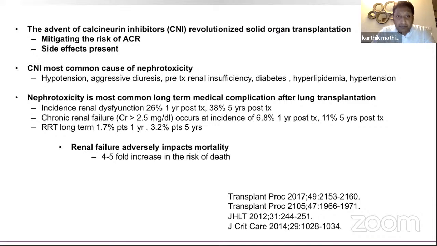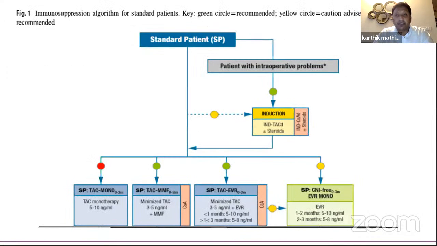26% of patients present with renal dysfunction, chronic renal failure in about 6.8%, and 1.7% of the patients are on long-term renal replacement therapy. So they are potentially a threat to the kidneys. So this is a standard protocol. The green says it's a go ahead, the yellow means caution is advised, and red means no. So this is about different protocols.